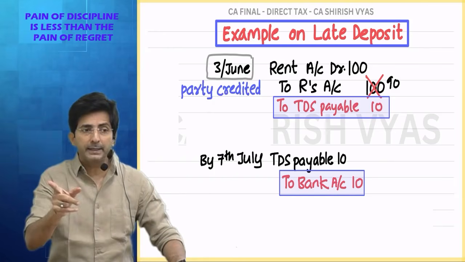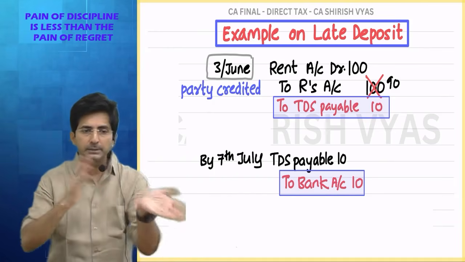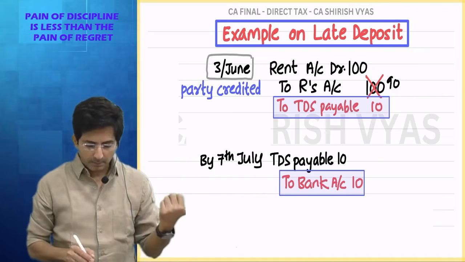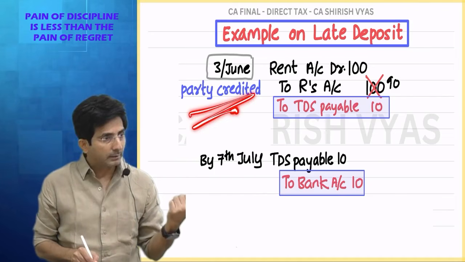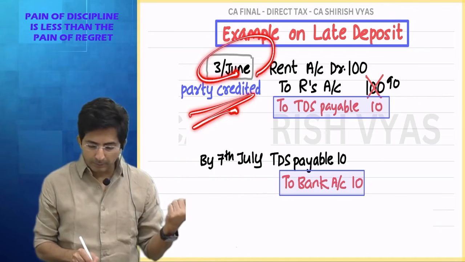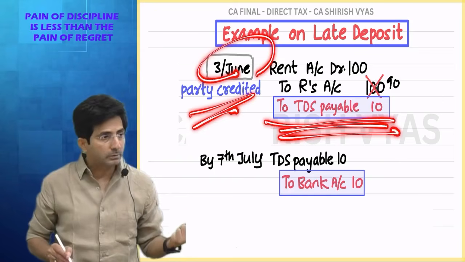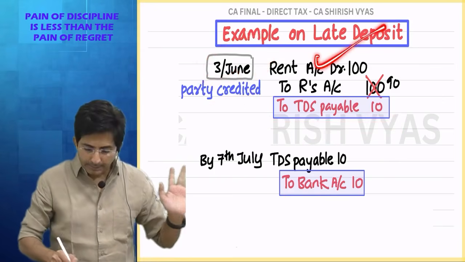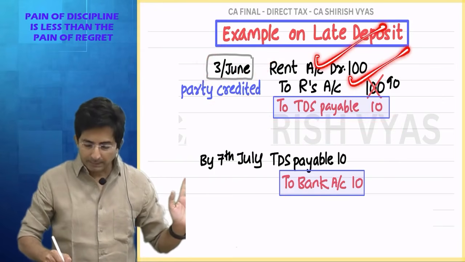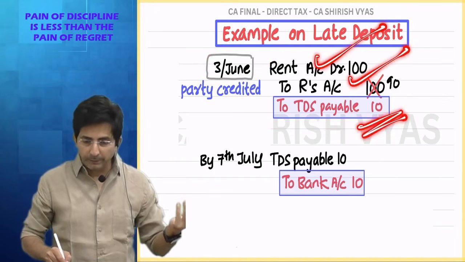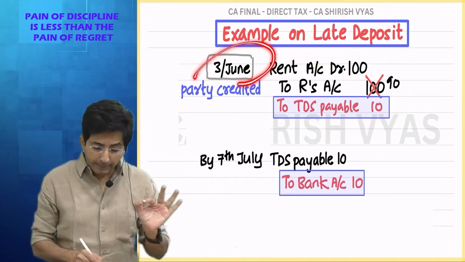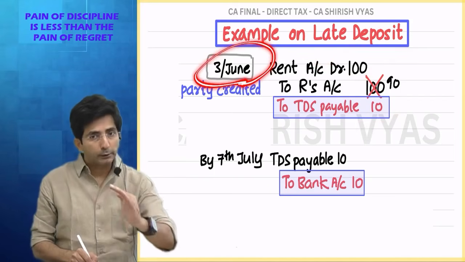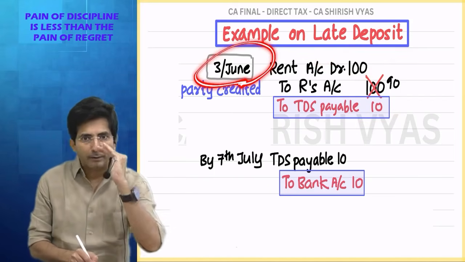But what is the rule in TDS? Party's account credited, actual payment, which is earlier? Party's account credited comes earlier. So on 3rd June I have to create TDS liability in my books. So I have done it. See, rent account debit 100, to party's account 90 and TDS payable 10. I did on 3rd June. That means deducted perfectly on time.